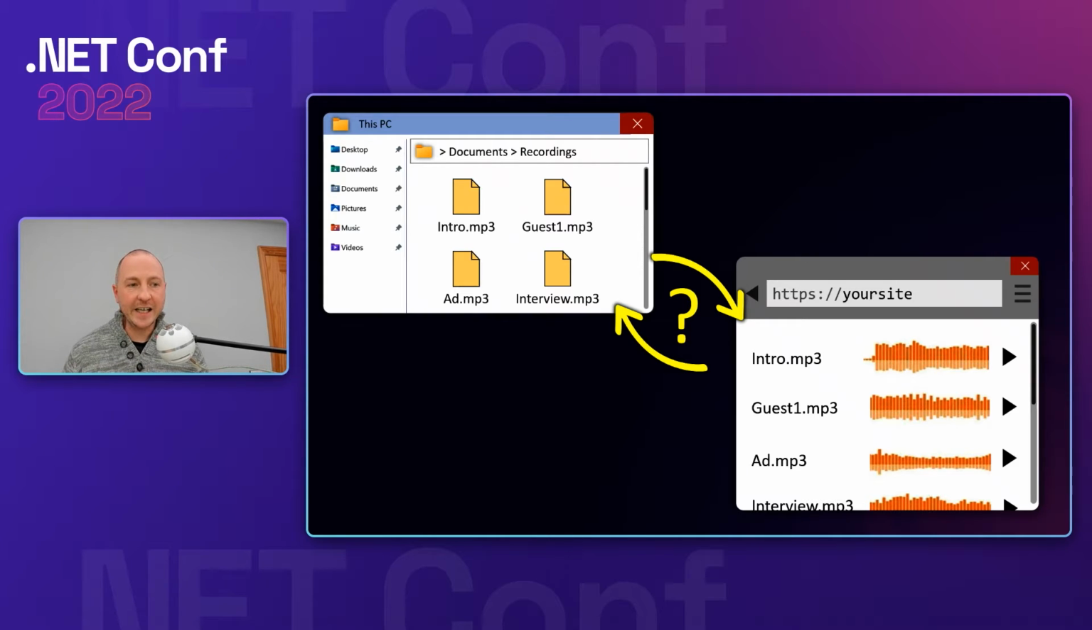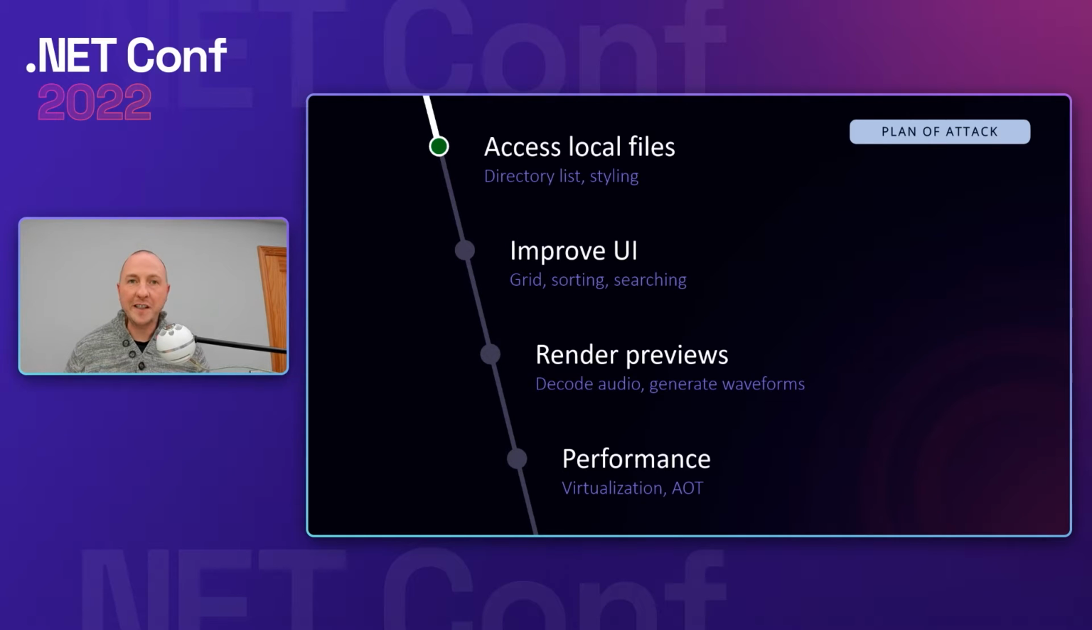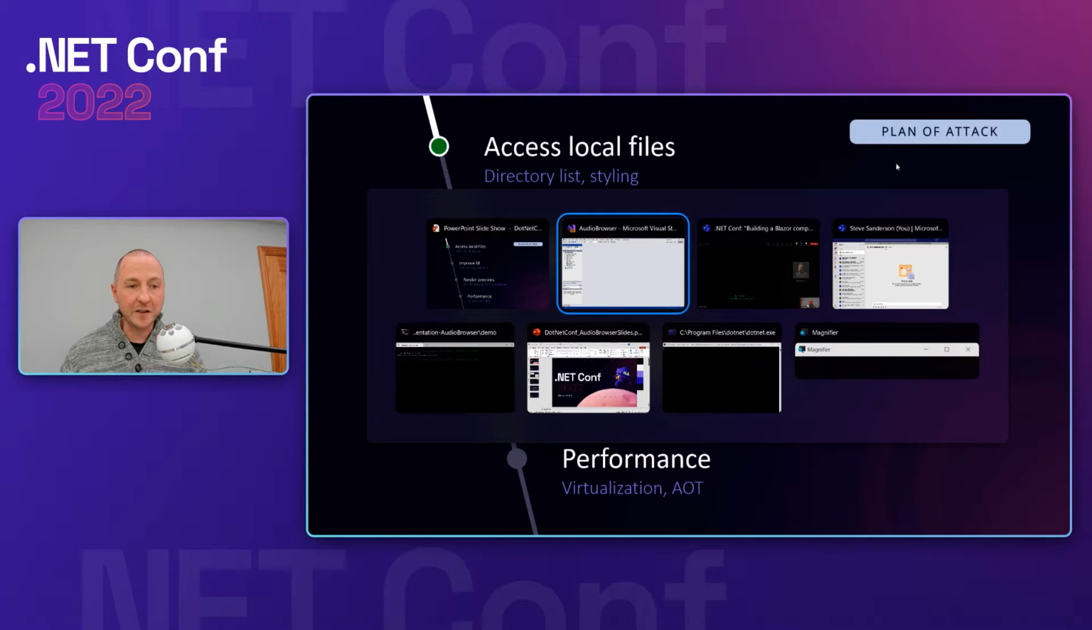So let's see how we're going to attack this challenge. I'm going to do this in 4 phases as we build up different parts of the application. And I will have to move quite quickly, so I won't show you every line of code, but I have put the code on GitHub and I'll give you a link to the full thing afterwards. So let's get started with trying to access files on the user's hard drive.